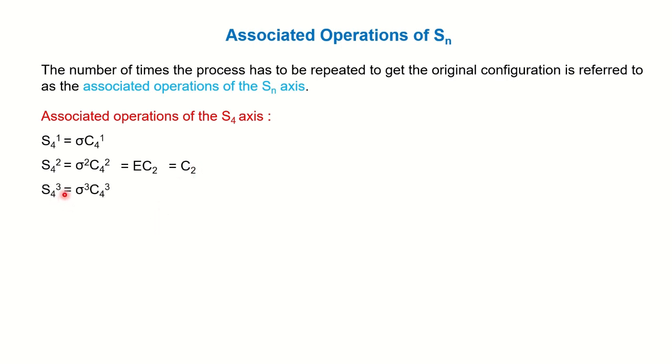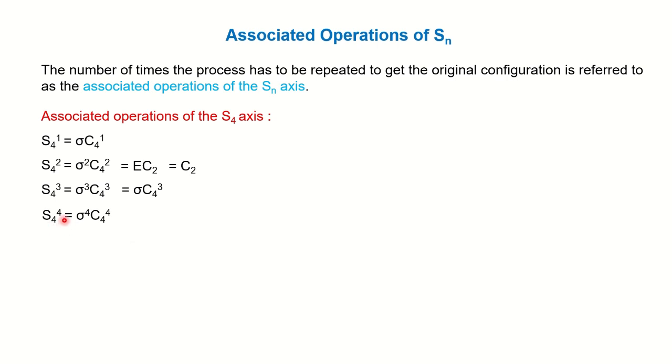Then S4 3 we can write sigma 3 C4 3. Sigma 3 you can also write sigma 2 into sigma, and we know sigma 2 is E. So E into sigma again will give you sigma only, because E is equivalent to 1. So you are getting here sigma C4 3. You cannot further reduce this, so we will leave it till here.